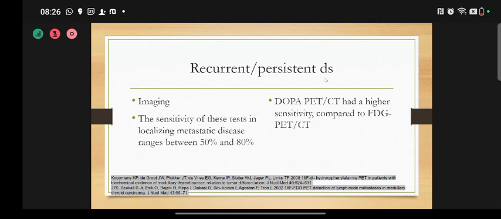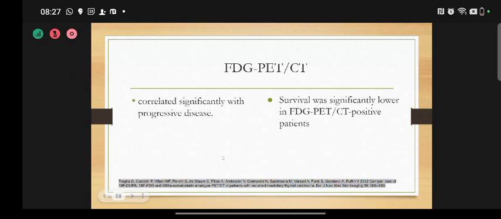In case of recurrent and persistent disease, we can use imaging. We can use nuclear medicine imaging with PET scan. DOPA PET has a higher sensitivity compared to FDG PET CT, which has a sensitivity ranging from 50 to 80%. FDG PET scan significantly correlates with progressive disease, and if the metastasis or local disease shows FDG uptake, it is correlated with lesser survival.